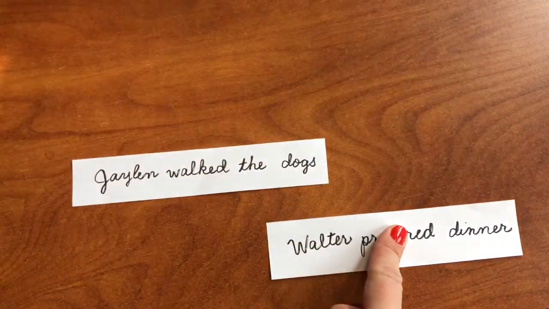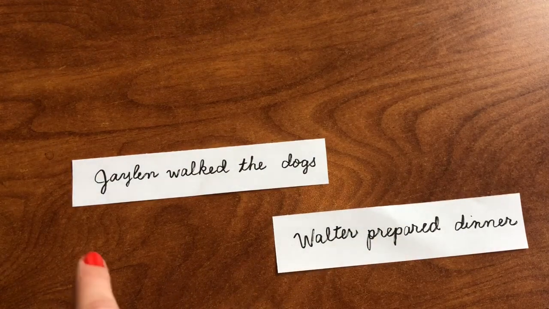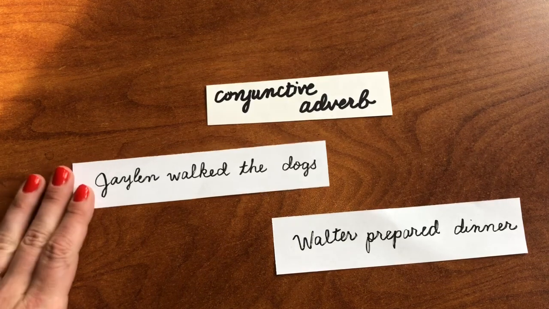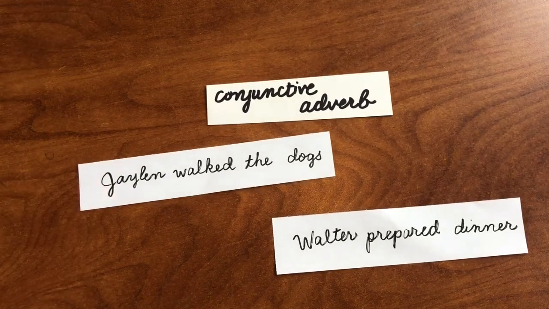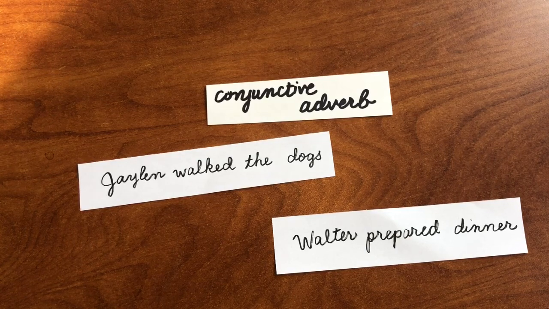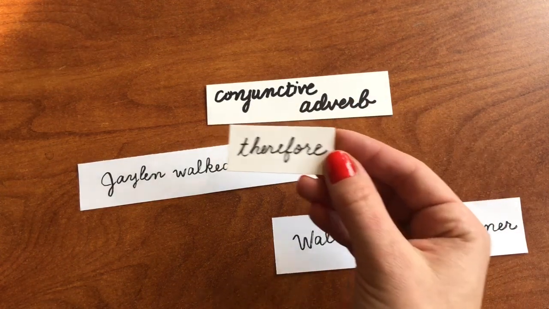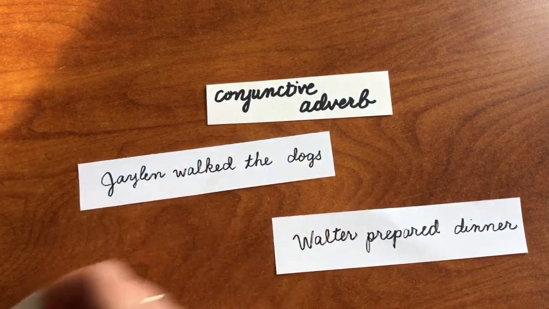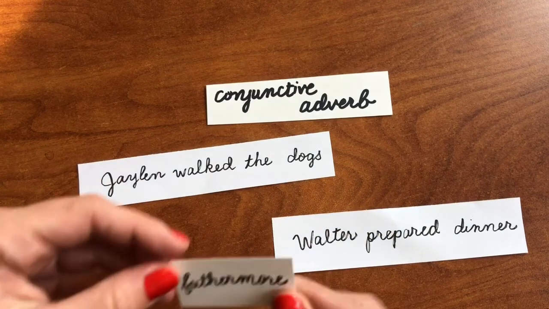What is a third option? Our third option is using a conjunctive adverb. And I hope you remember conjunctive adverbs. These are also from that conjunction lesson. These are adverbs behaving like conjunctions. And we could have conjunctive adverbs like therefore or furthermore. So let's use furthermore today.